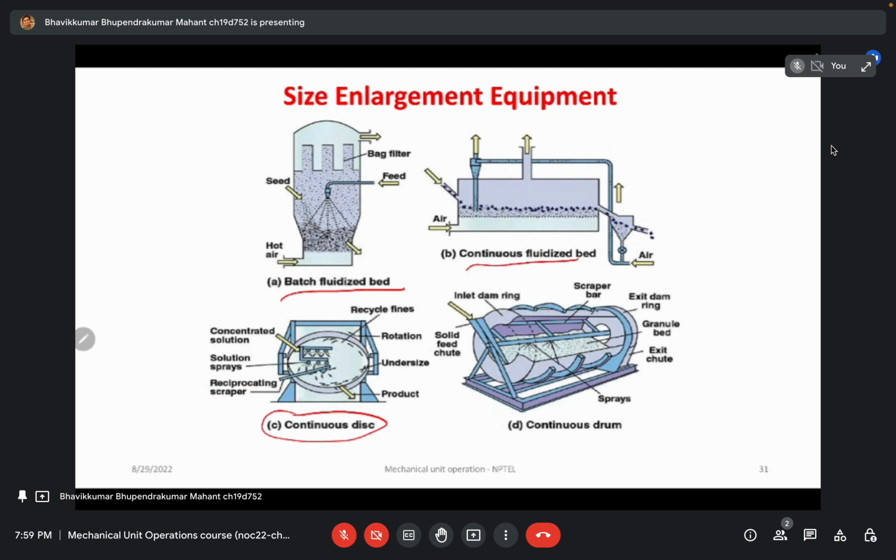Sometimes a continuous disc is also used. As you can see, the oversized material and product streams are all different. Continuous drum, continuous material coming in, continuous exit. So these kinds of processes are there. These are the actual pictures and schematic diagrams of industrial level size enlargement equipment.